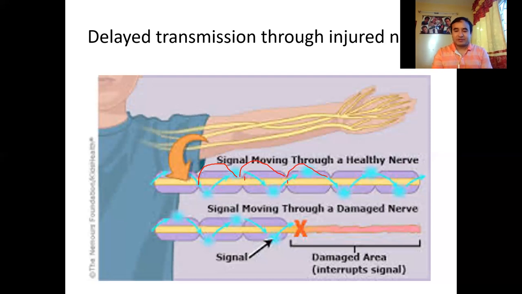These are rapid conductions. But when there is a loss of myelin, then the nerve impulse cannot do the saltatory conduction. It has to travel through the axons, which is relatively slower in conduction. That is why, when there is a loss of myelin, there is a delay in nerve conduction transmission. So this is what happens in Guillain-Barré syndrome.